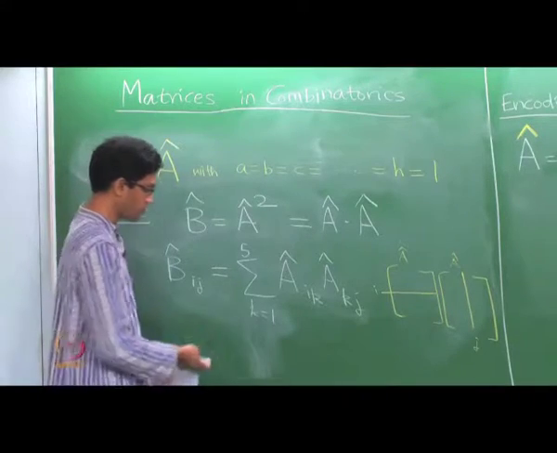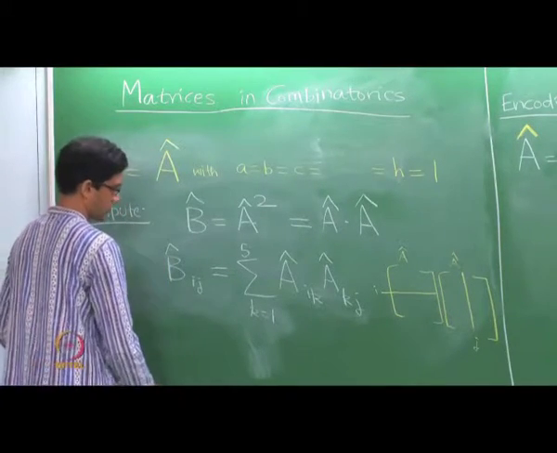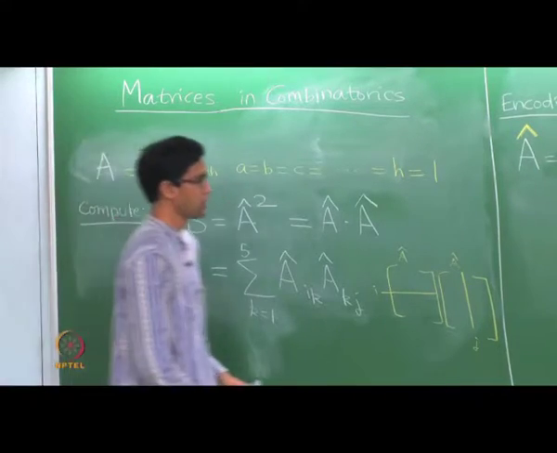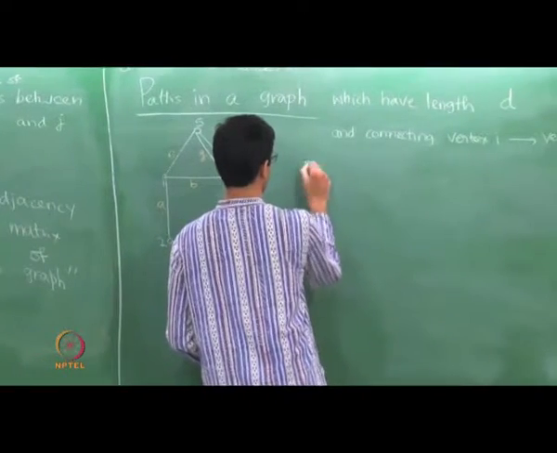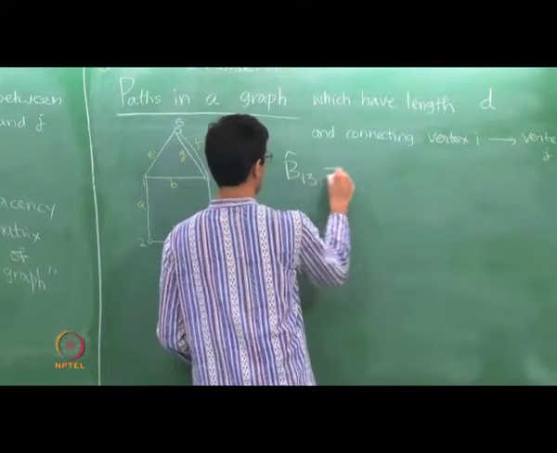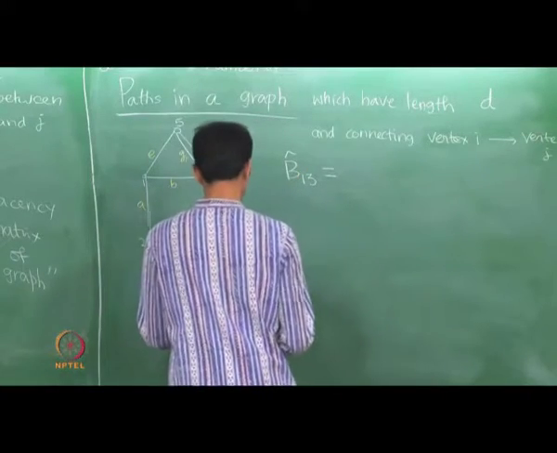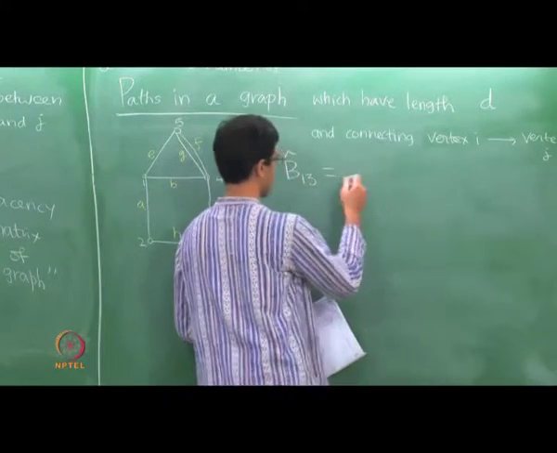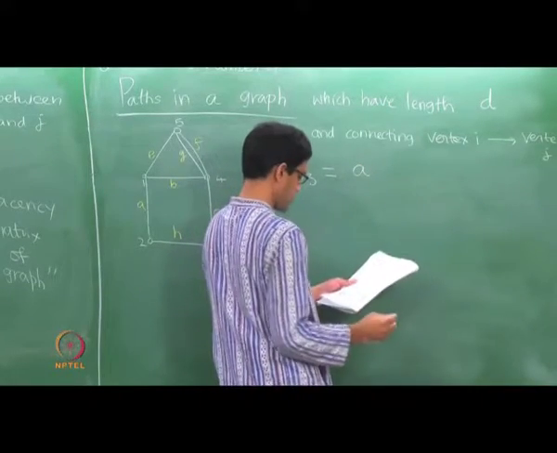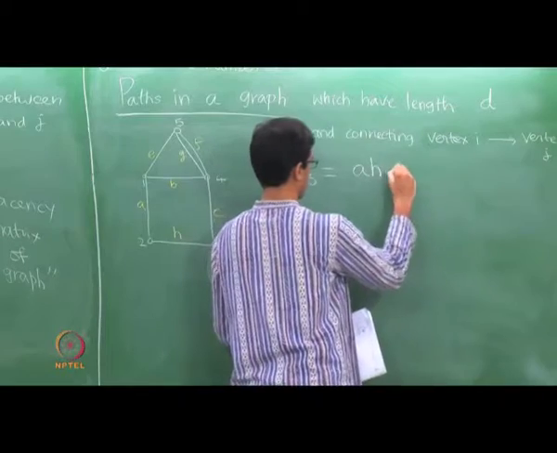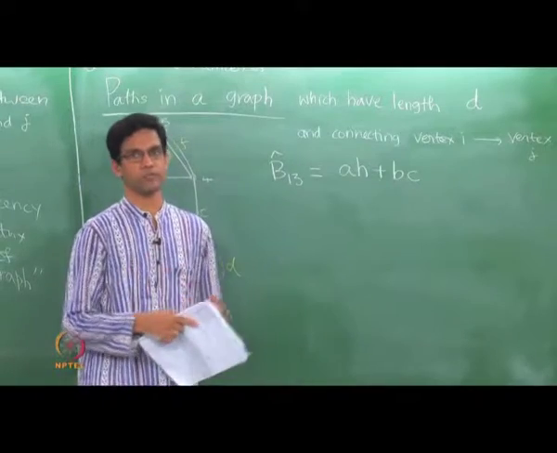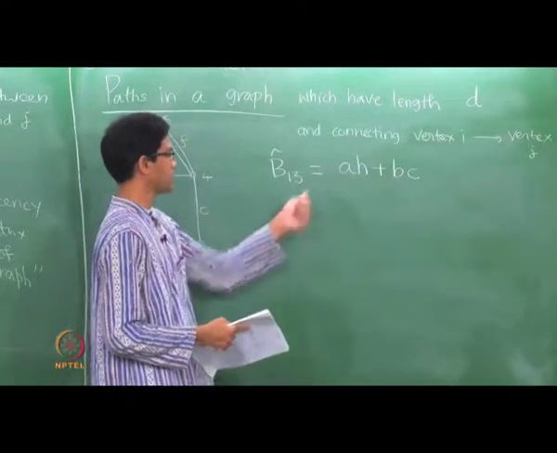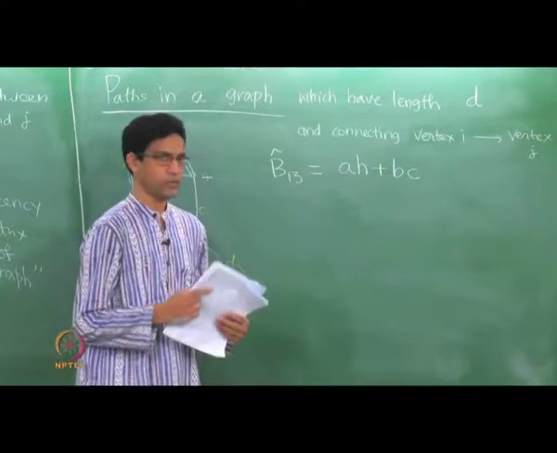So for instance, what would this give you for certain special values of i and j? Let's calculate a few entries. If I compute B hat 1 3 using this definition, here's what I'll find. Again, it's an exercise to check that what I'm writing down is correct. This is just going to be AH plus BC. Just write down the definition of the product, and you'll find that the 1, 3 element is AH plus BC.